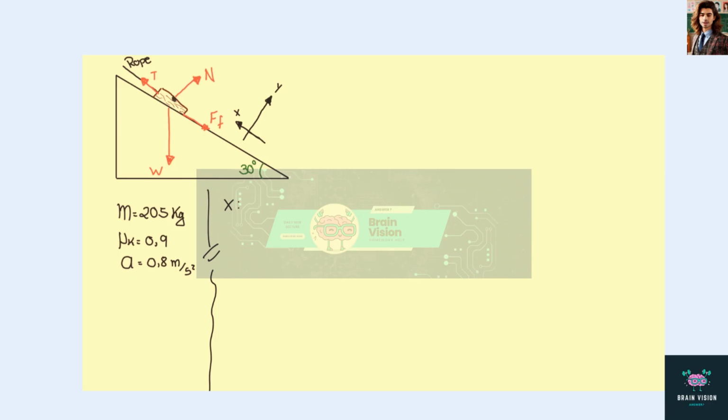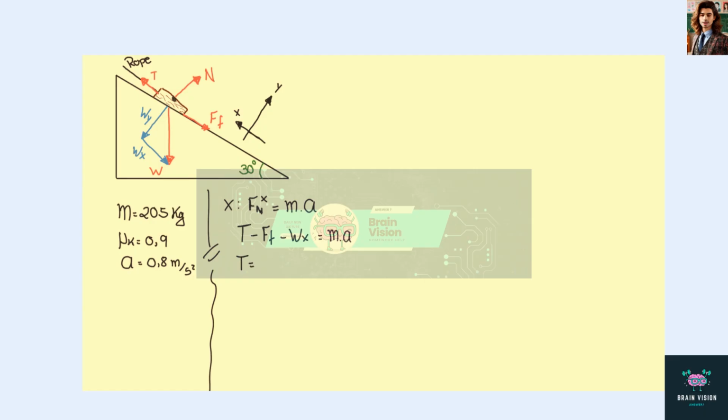In the x direction, we have a net force component x, which is equal to the mass of the log times its acceleration. The net force in the x direction is composed of three forces: the tension force, the frictional force, and the x component of the weight force. Then, the net force in the x direction is written as the tension force, which points to the positive x direction, minus the frictional force that points to the negative x direction, minus the weight force component x, which also points to the negative x direction. This is equal to the mass times the acceleration of the log in the x direction.